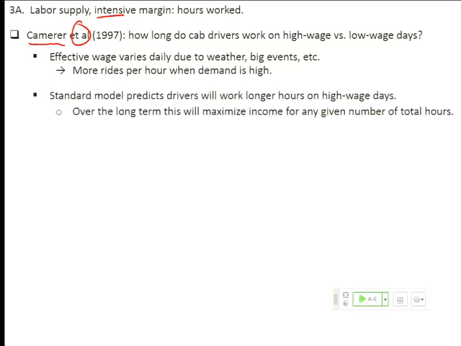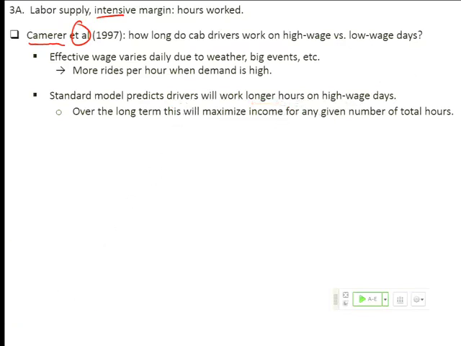The standard model. Now, this is crucial, and I could show you some complicated mathematical model that proves this, but I think that I can convince you of this relatively easily just with words. The standard model predicts that drivers will unambiguously work longer hours on high-wage days, okay? So if it's a really busy day, it's raining, and everyone's down on the street corner trying to hail a cab, drivers will work longer hours, okay? And earn more money, not only because the hourly wage is higher, but because their number of hours is higher. Okay? And then on low-wage days, they'll go home. So I think that I can effectively convince you that is unambiguously true on a daily basis.